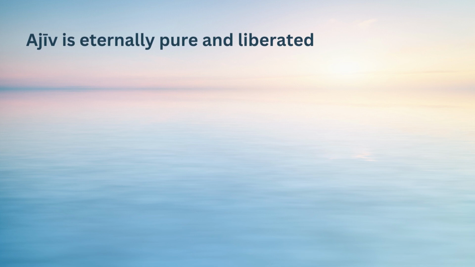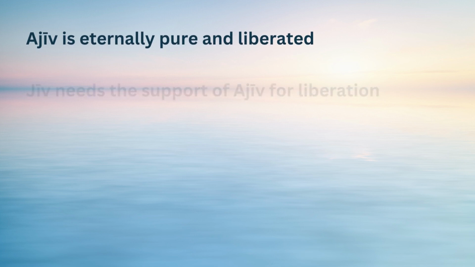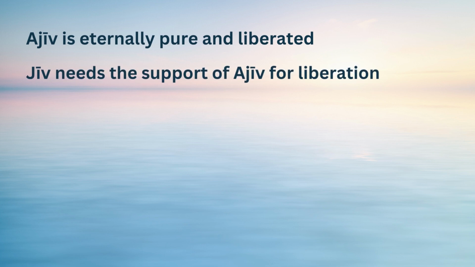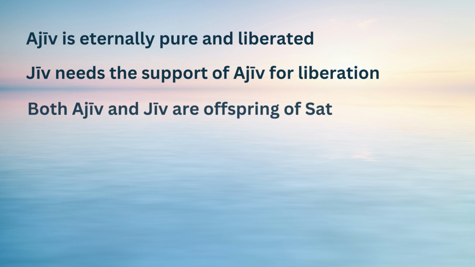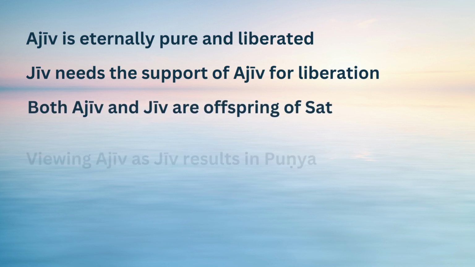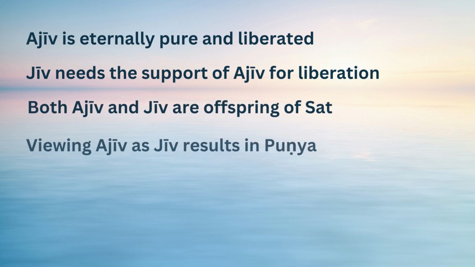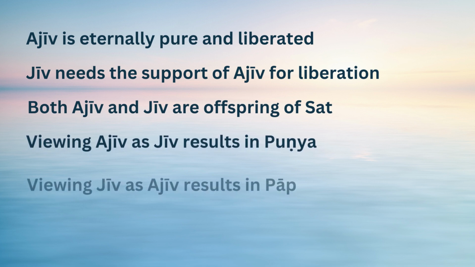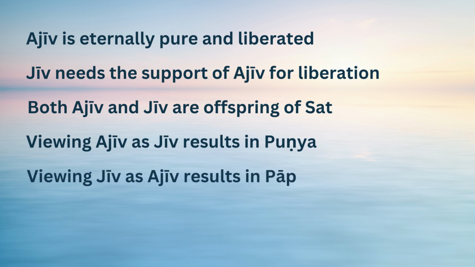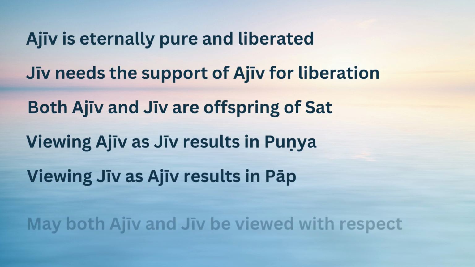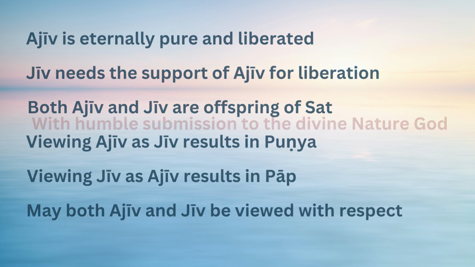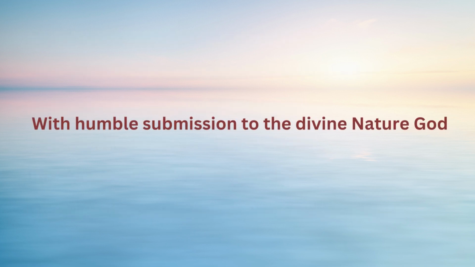Ajīv is eternally pure and liberated. Jīv is the only substance that needs the support of Ajīv in its journey towards liberation. Both Ajīv and Jīv are offspring of Sat. Viewing Ajīv as Jīv results in Punya or righteous deed. Viewing Jīv as Ajīv results in Papa or wrongful deed. Therefore, may both Ajīv and Jīv be viewed with respect, with humble submission to the divine nature, God.